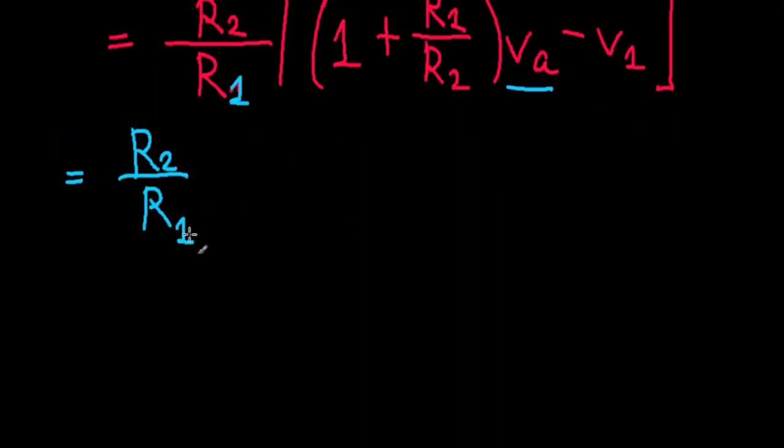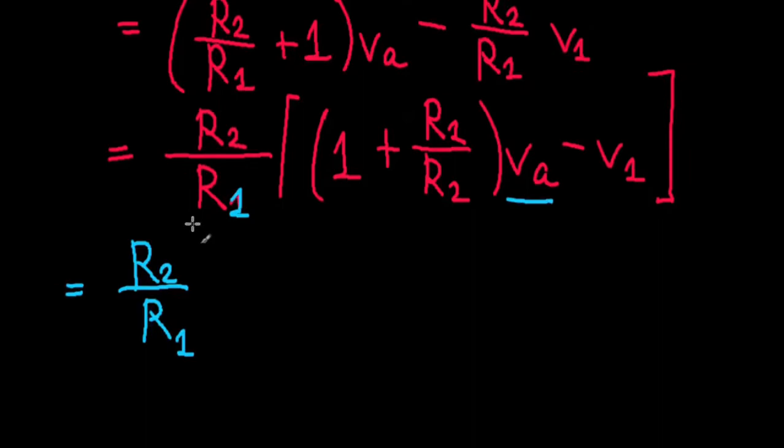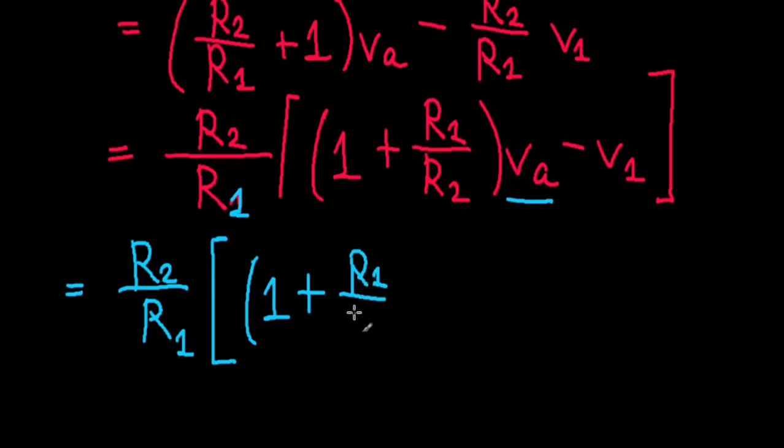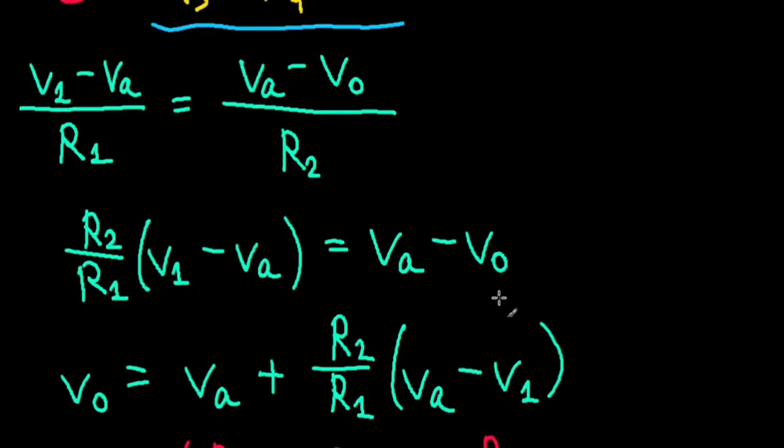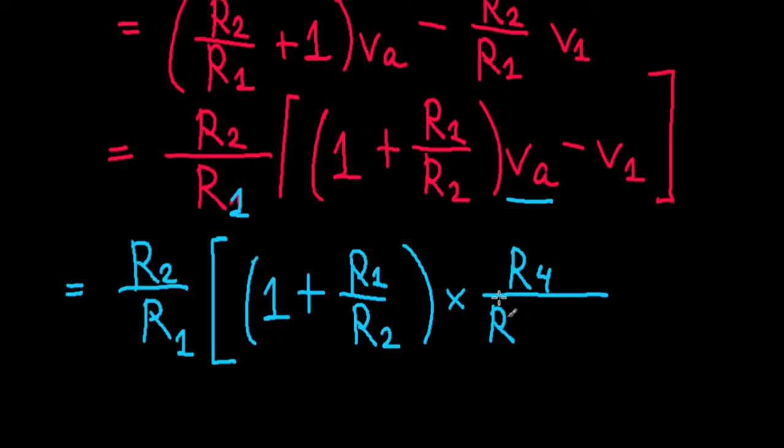So R2 by R1 times 1 plus R1 by R2, and V sub A is this R3. No, wait, that's R4. Yeah, that's R4. My bad. R4, right? I'll just confirm. Yeah, it's R4.